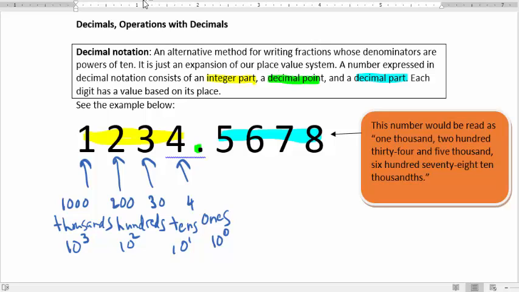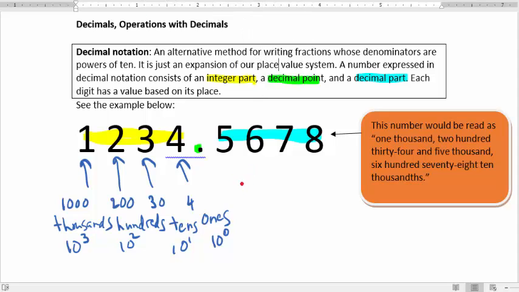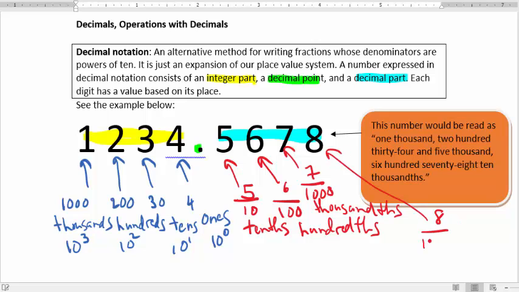So if you look, this 5 here doesn't really mean 5. It really actually means 5 tenths because this is what's called the tenths place, right? This 6 doesn't mean 6, it means 6 hundredths because that's what you would call the hundredths place. The 7, not surprisingly, means 7 thousandths because that's the thousandths place. And then of course the 8 is going to mean 8 ten thousandths because that's the ten thousandths place, right?